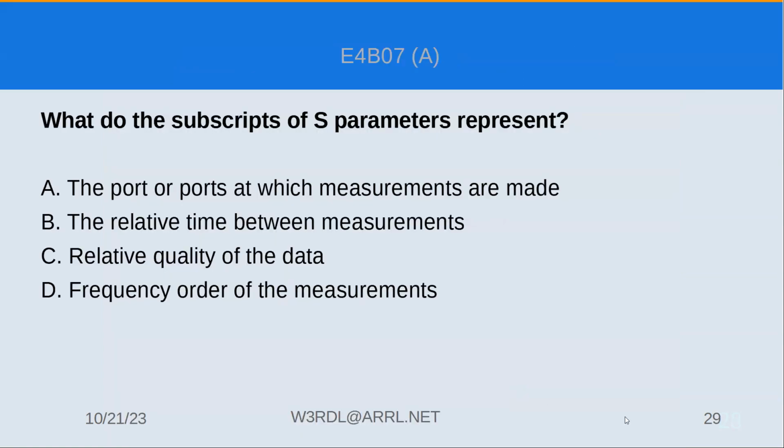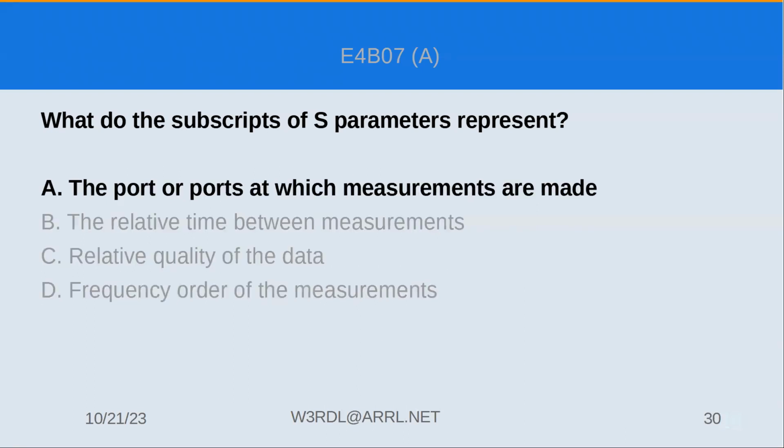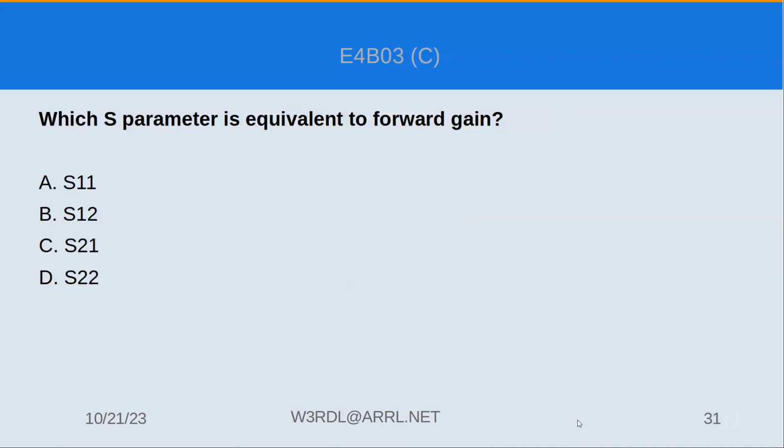So what do the subscripts of S parameters represent? Port or ports. Right, Alpha. Port 1 or port 2? Now, I haven't seen one, but I suspect you could have a 3-port analyzer to measure 3-port networks, like a circulator. Charlie. Forward gain is Charlie. Yep.